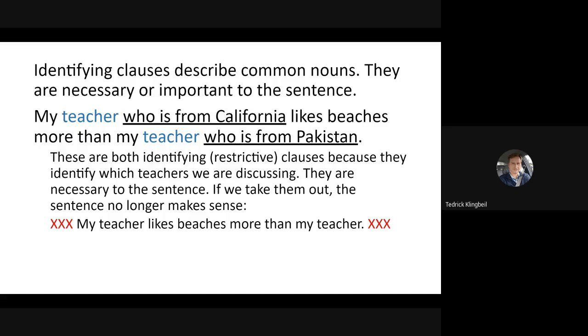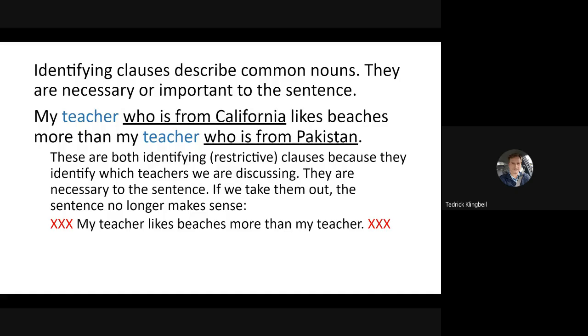These are both identifying or restrictive clauses because they identify which teachers we are discussing. They are necessary to the sentence. If we take them out, the sentence no longer makes sense. It would say, my teacher likes beaches more than my teacher. Well, you know, which teacher are we talking about?